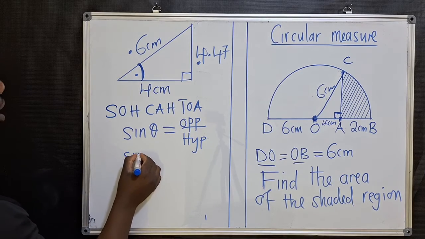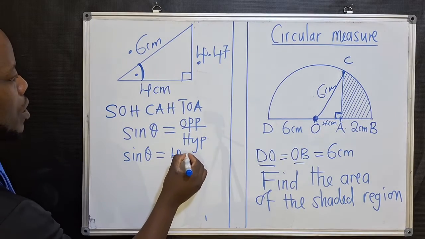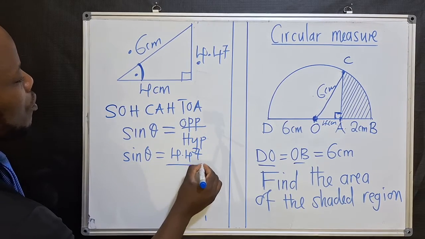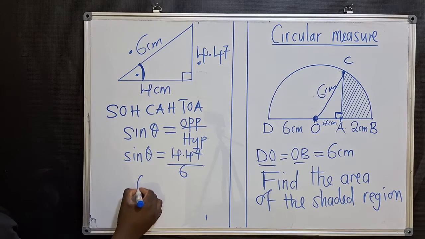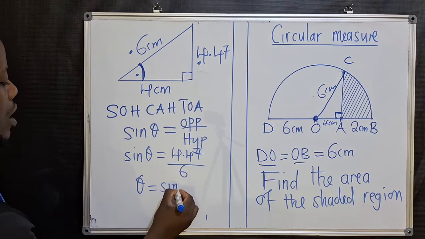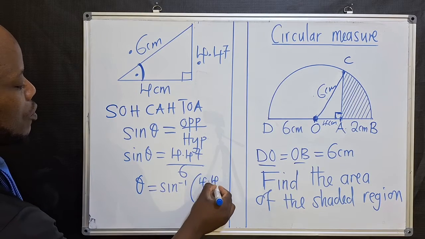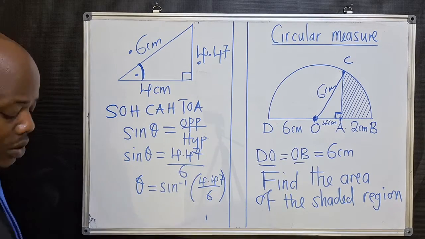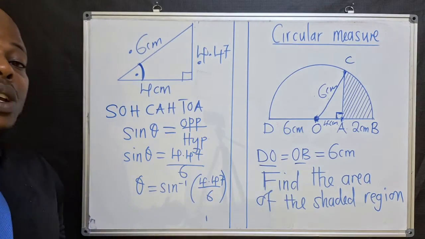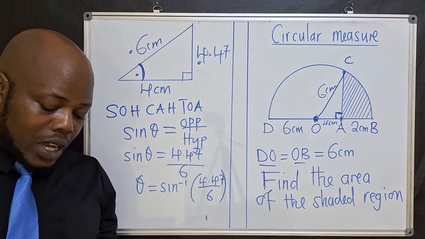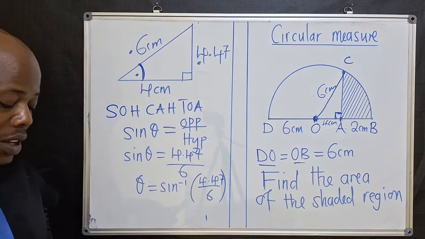So sine theta is equal to, what is my opposite? It's 4.47 over, what is my hypotenuse? It's 6. So we shall say theta is equal to sine inverse of 4.47 over 6. Remember, we are doing radian measures, so you must make sure that your calculator is not in degrees. It must be in radians. So make sure it's in radians.